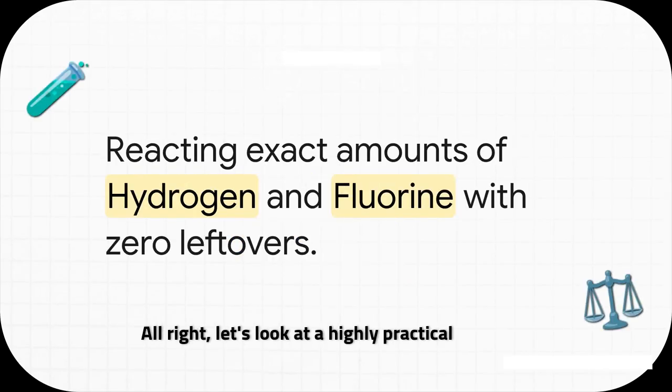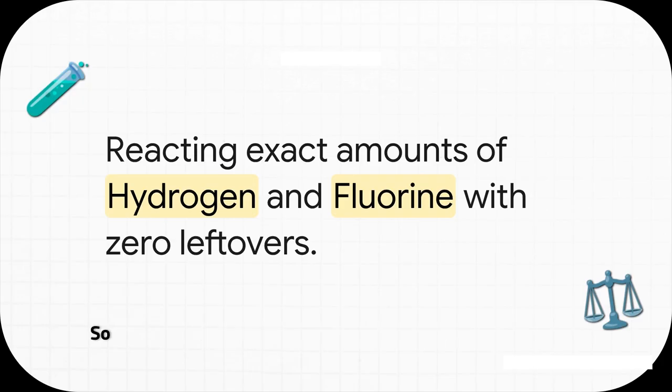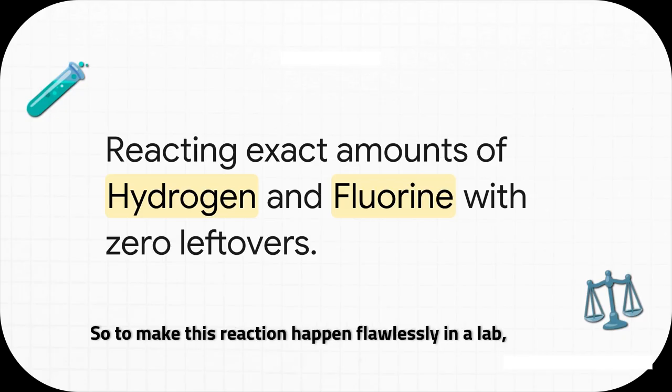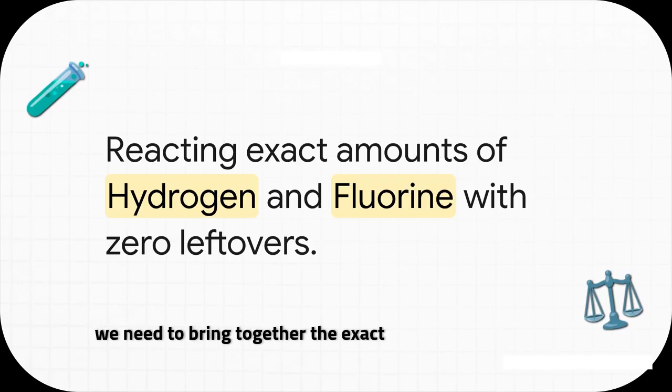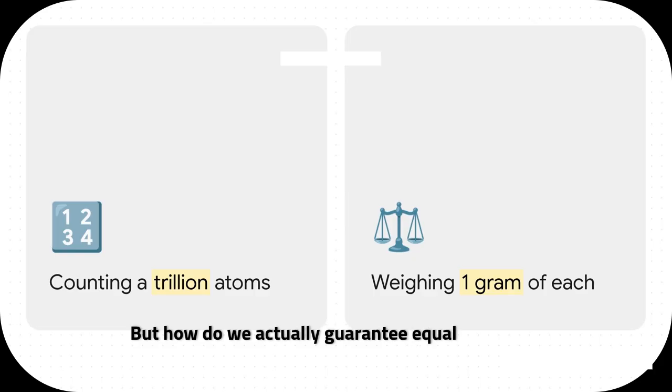All right, let's look at a highly practical scenario. Say we want to combine hydrogen and fluorine to make hydrogen fluoride. When you look at the strict chemical reality of this, one single atom of hydrogen reacts with exactly one atom of fluorine. It is a perfect 1-to-1 ratio. So, to make this reaction happen flawlessly in a lab, meaning absolutely zero leftover hydrogen and zero leftover fluorine, we need to bring together the exact same number of atoms for both of those elements. But how do we actually guarantee equal numbers? I mean, you could try to count them out particle by particle, a trillion atoms of hydrogen here, a trillion atoms of fluorine there. But obviously, atoms are infinitesimally small. Counting them is literally physically impossible.